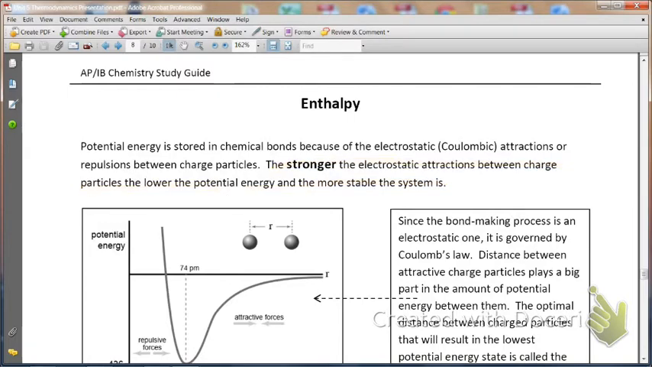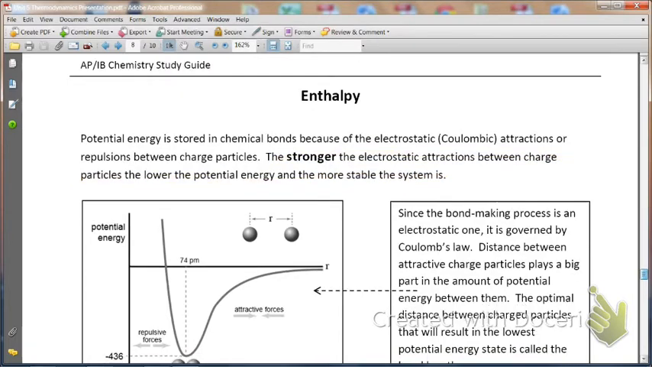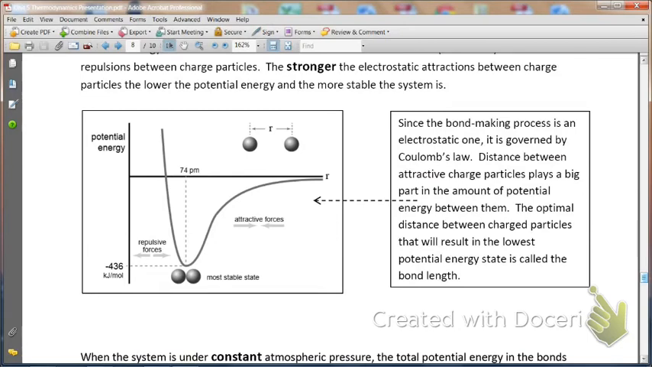Alright, now, because these electrostatic attractions are pretty much dictated by Coulomb's law, we have to understand again that Coulomb's law is going to help us to determine how strong the interactions are between charged particles. And remember, the greater the magnitude of charge, the stronger the attraction. And therefore, when you have more charge, you have a lower potential energy system, and it's more stable than less charge. Also, distance is really important.